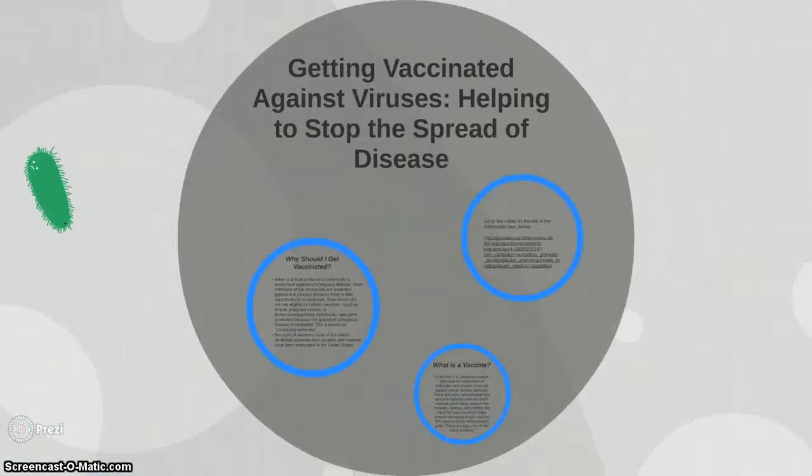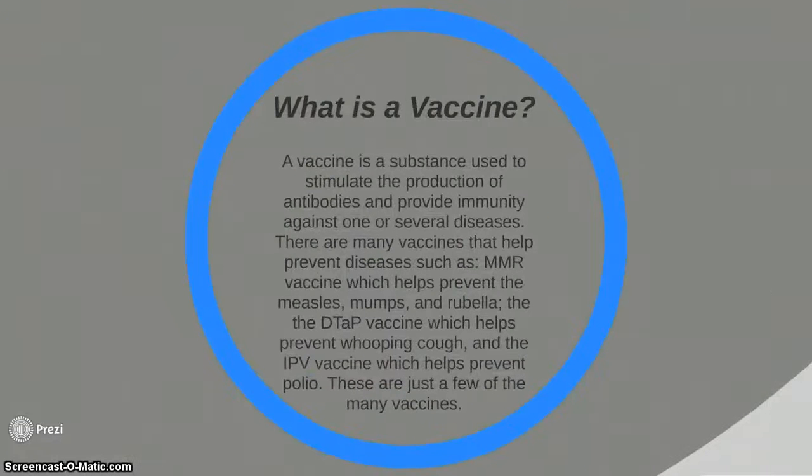Getting vaccinated against viruses, helping to stop the spread of disease. What is a vaccine? A vaccine is a substance used to stimulate the production of antibodies and provide immunity against one or several diseases. There are many vaccines that help prevent diseases, such as the MMR vaccine, which helps prevent the measles, mumps, and rubella, and the Tdap vaccine, which helps prevent whooping cough, and the IPV vaccine, which helps prevent polio. These are just a few of the many vaccines.